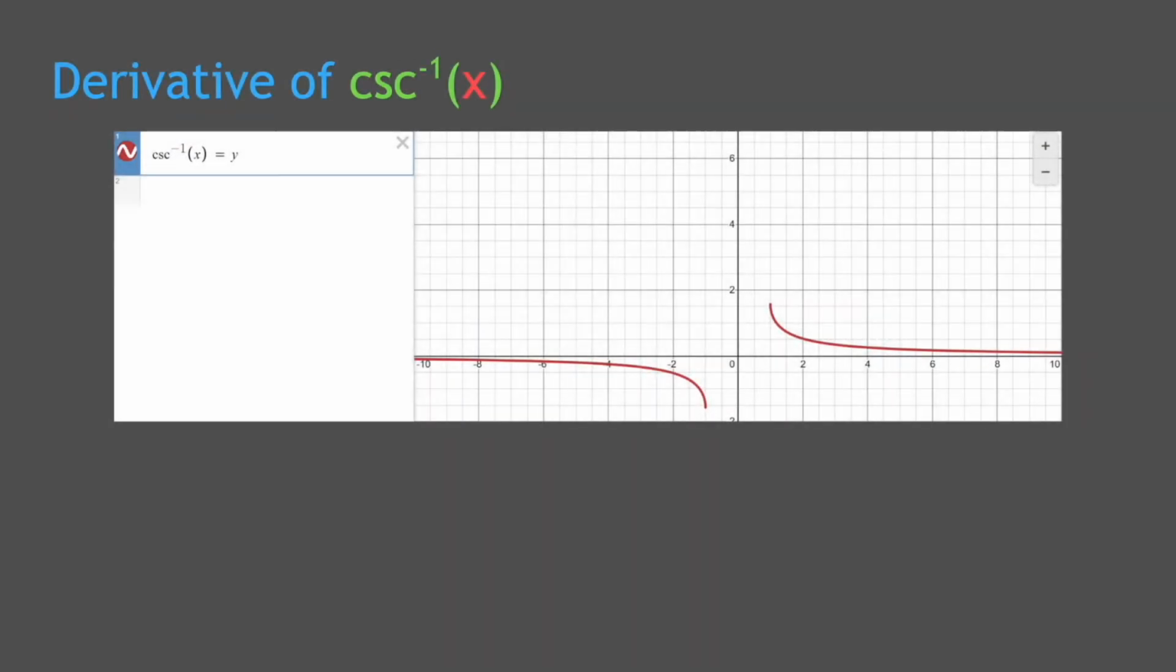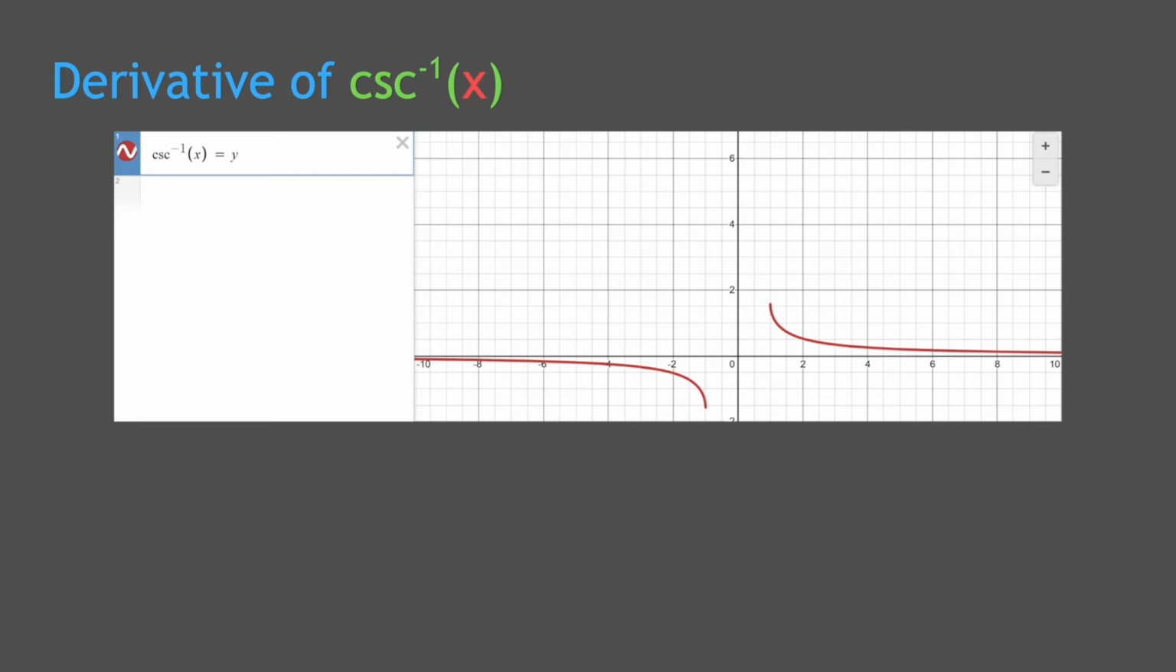And just like with our inverse secant of x, what we need to do is look at the graph of the inverse cosecant of x. And what we have is that the slope of the tangent line at any point other than between negative 1 and 1 is going to be negative. And this means that the derivative is always negative.